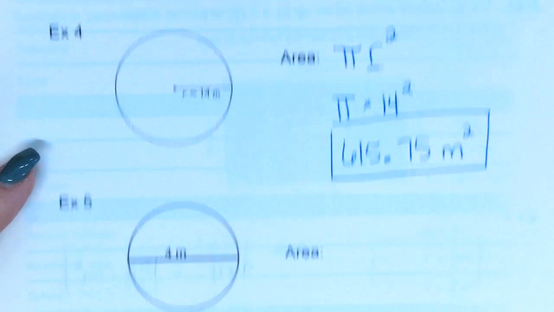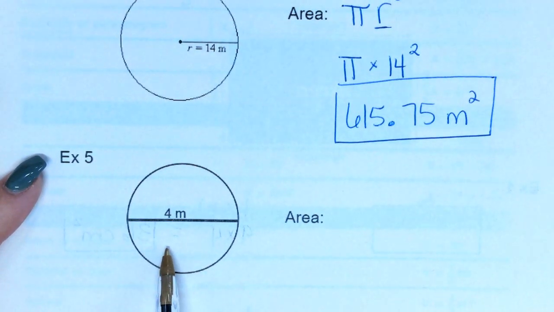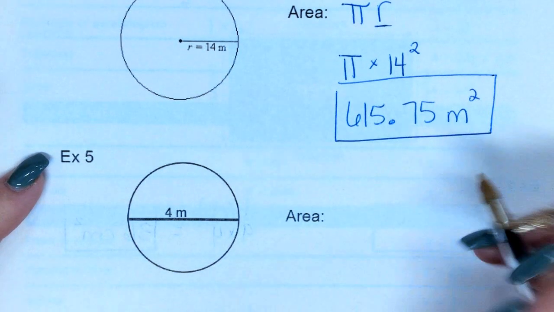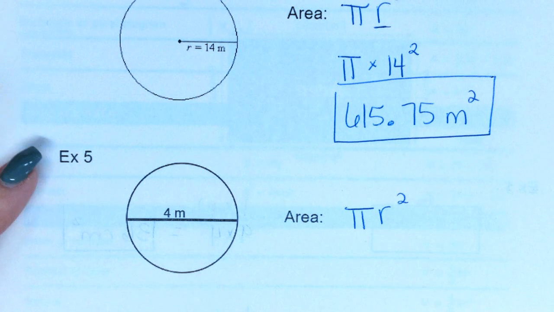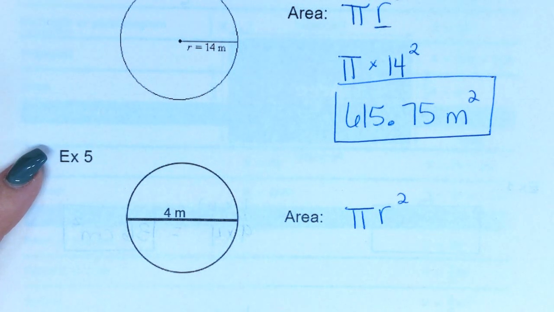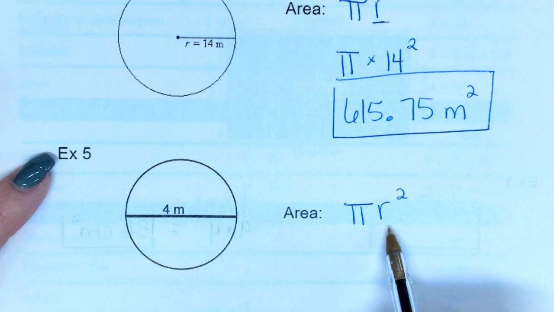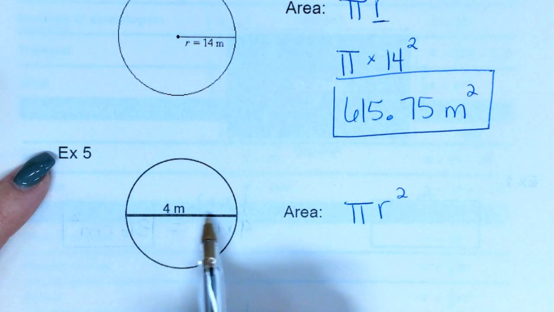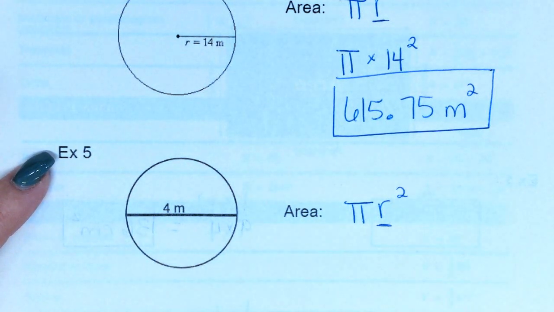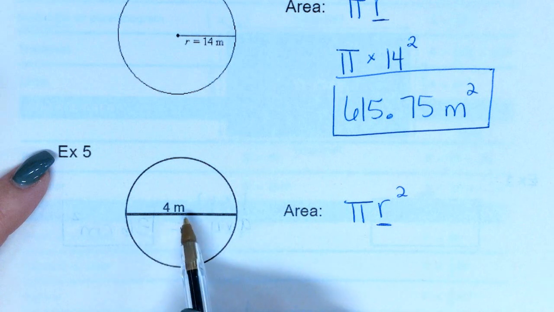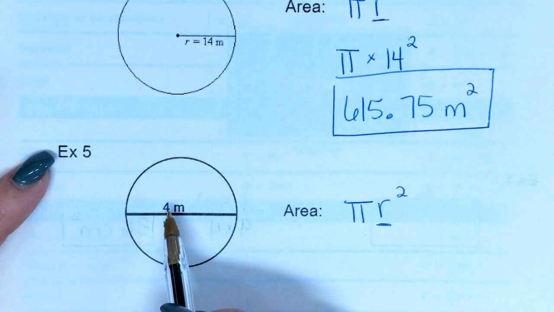All right, let's look at the next one. Is this still a circle? So my formula is still pi r squared. Write it down, please. I'm waiting for everybody to write pi r squared. Now, did they give me the radius? Because look, I need r, radius. Did they give it to me? They gave me the diameter. So I have to do something to get the radius. What am I going to do?